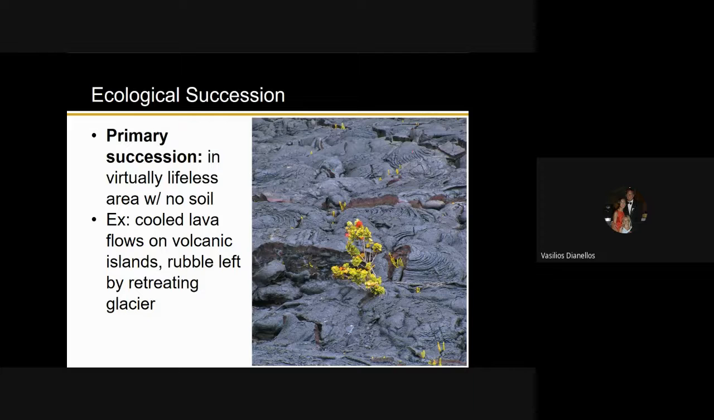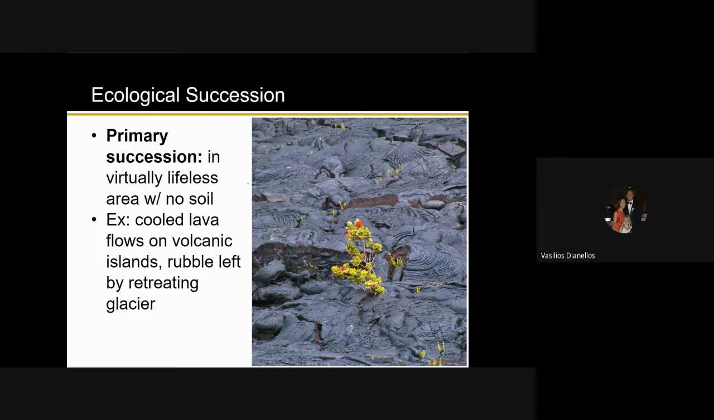Again, this lava flow went over. At that point, everything died. So what you're seeing here, these plants that are living in the lava soil, this is not what was left over after the lava flowed. This is what happened after the lava flowed and everything died.